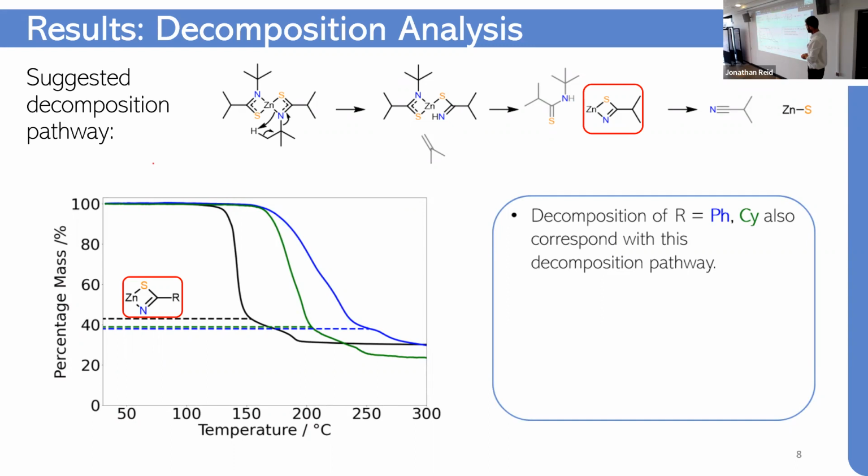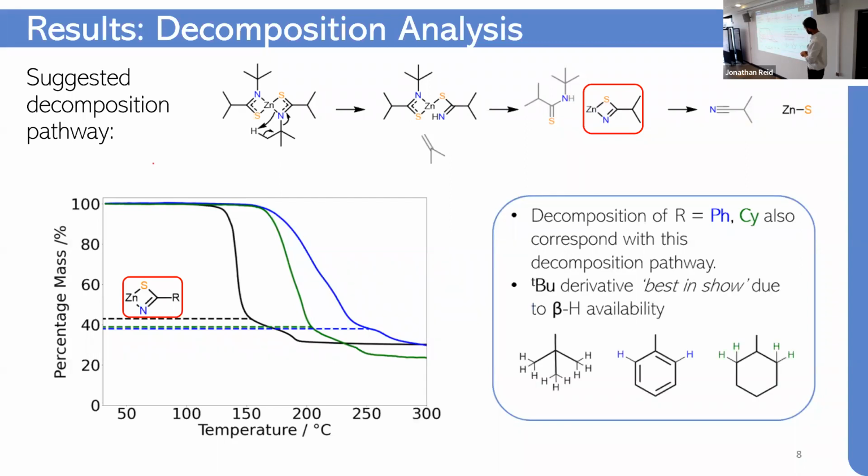It was also worth noting that the T-butyl system decomposed at a lower temperature. My theory on this was that in this first step of decomposition, where you're reacting with this beta hydrogen, the beta hydride, on a T-butyl group you have 9 hydrogens to choose from, whereas when you've got a phenyl system you've got 2, and a cyclohexyl, you've got 4. So the availability of that beta hydride allowed for a cleaner decomposition, which is really, really nice.